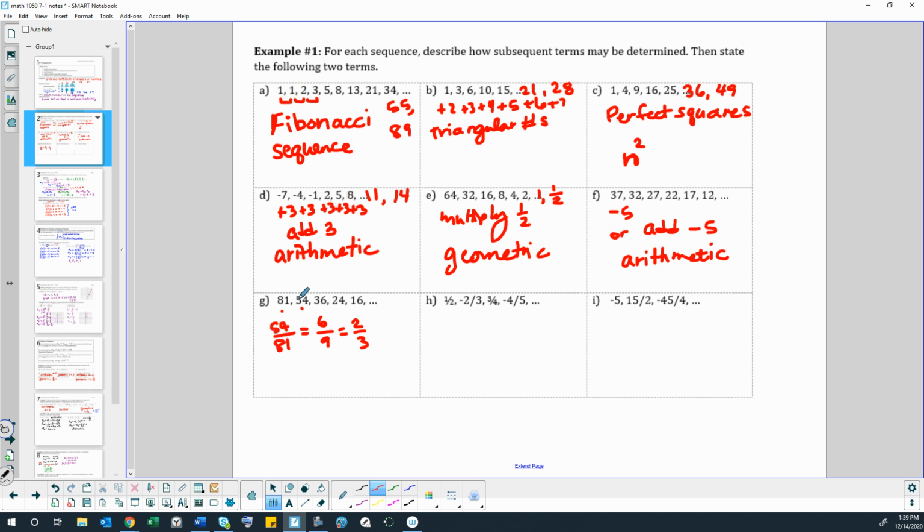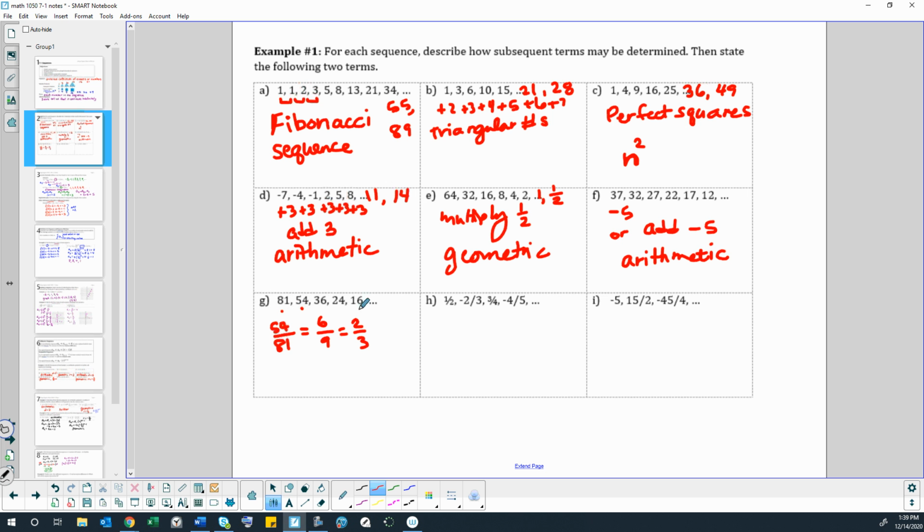Let's see, 2 times 54 would be 108. And then is 108 divided by 3 36? I believe it is. Let's see, 36 times 2 is 72. Divided by 3 is 24. 24 times 2 is 48. Divided by 3 is 16. I think we found it.